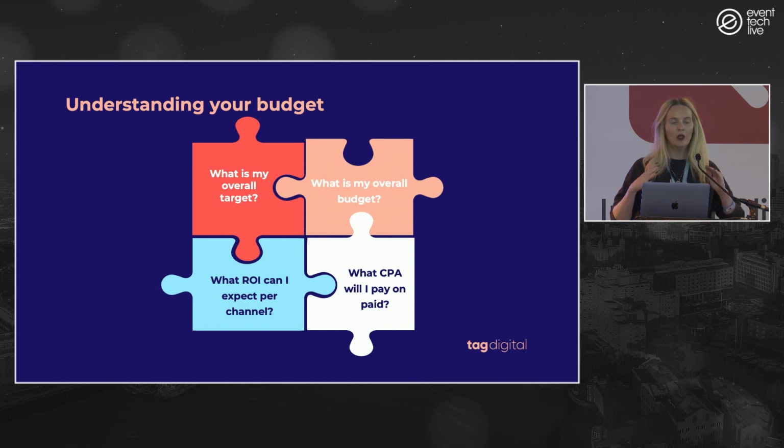So think about what your overall target is. If you need to deliver 10,000 attendees, then we're saying 3,000 of those should be coming from your paid media campaigns. Look at what your overall budget is for the whole event and attribute that back to the benchmark you're setting for yourself. Look at a return on investment per channel, and then understand what your cost per acquisition would be.